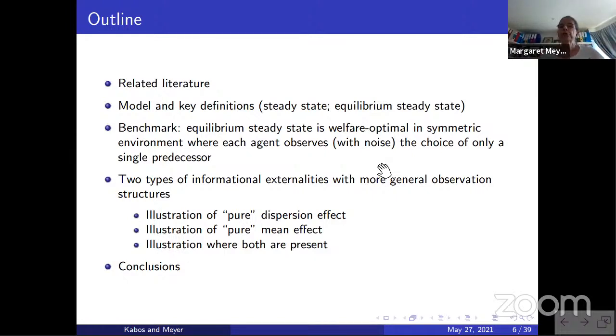I'll then introduce the two types of informational externalities that emerge with more general observation structures, and I'll illustrate them by presenting versions of the model where each of them operates in the absence of the other. And then if I have time, I'll conclude by talking briefly about a version where both of the externalities are present.